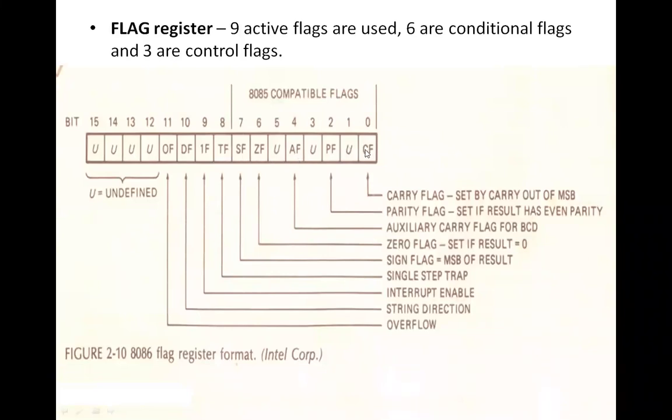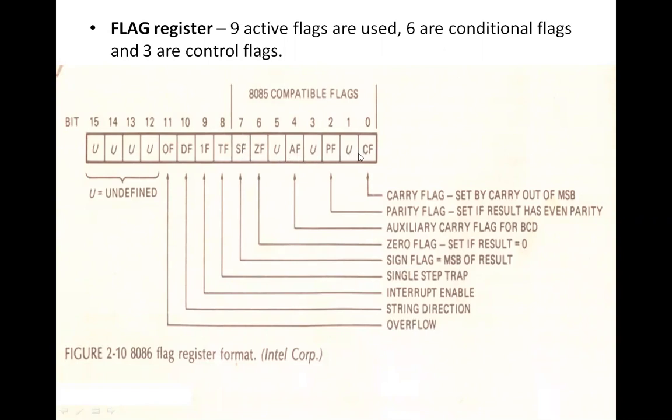And all these flags have the same functionality as in the case of the 8085. If there is a carry generated, the carry flag will be set. If there is an even number of ones, the parity flag will be set. If a BCD operation is performed and the sum is more than decimal 9, the auxiliary carry flag is going to be set. If the result is 0, the zero flag is going to be set. If the D7 bit, the most significant bit, becomes 1, the sign flag is going to be set.